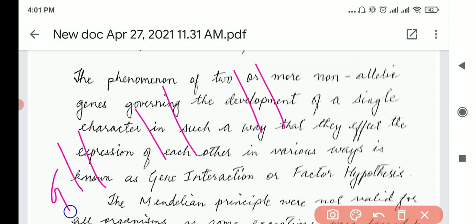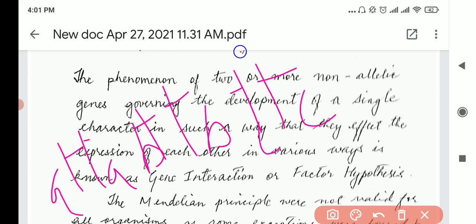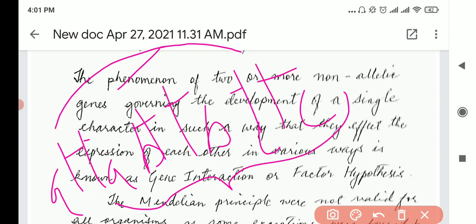Okay, this is A, this is B, this is C. Then these are alleles, these are alleles, and C and B are non-allelic. Similarly, B and AC are non-allelic. So all these three will interact to give us some trait. Let's say skin color.